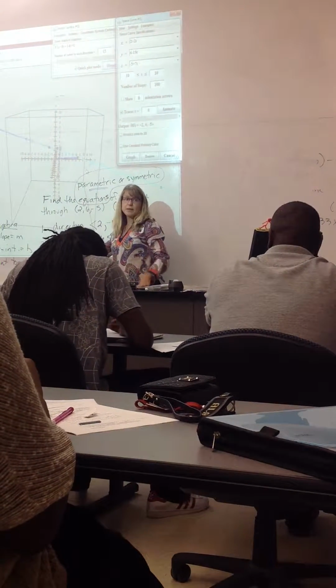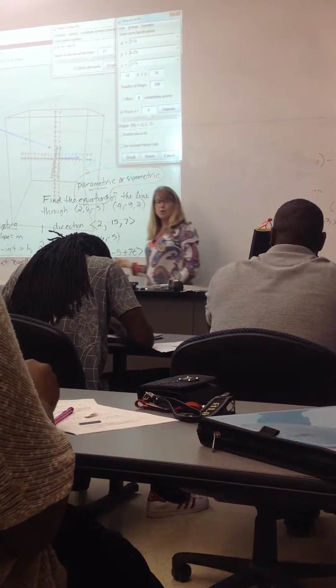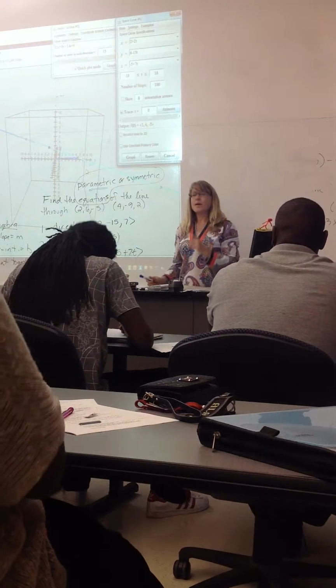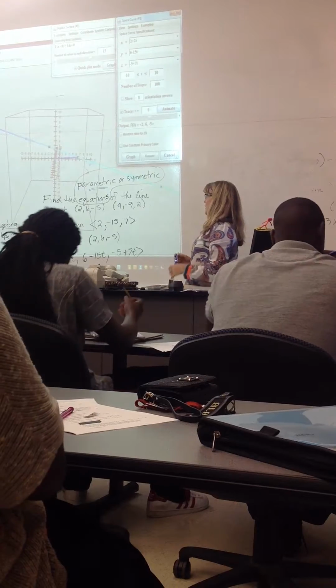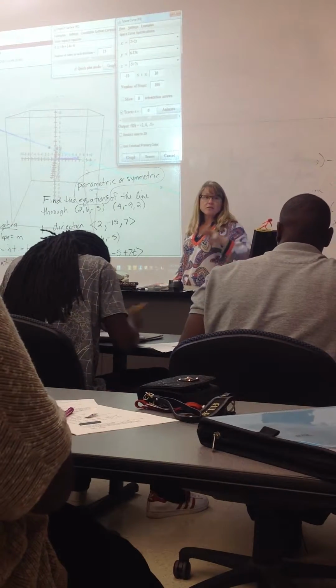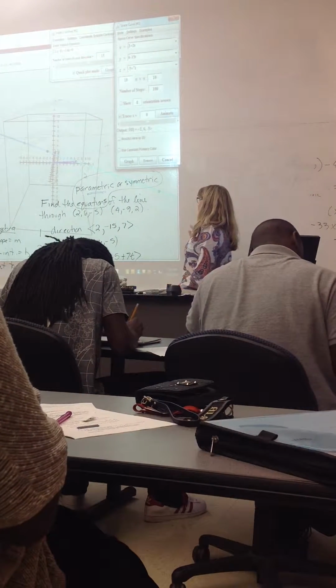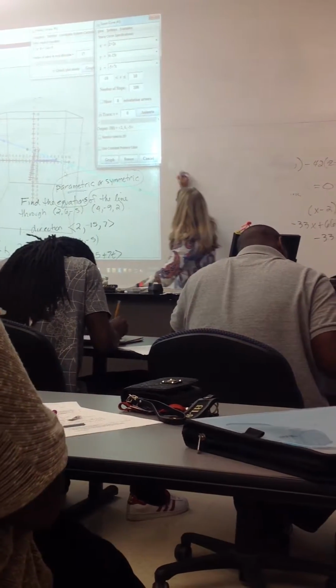Element that just explains how to get the different components. So x has a formula, y has a formula, z has a formula. That's what makes it parametric, and that's what parametric means all the time. Okay, symmetric.